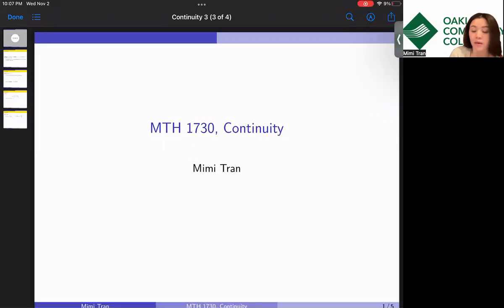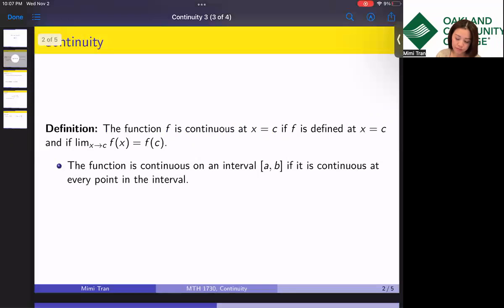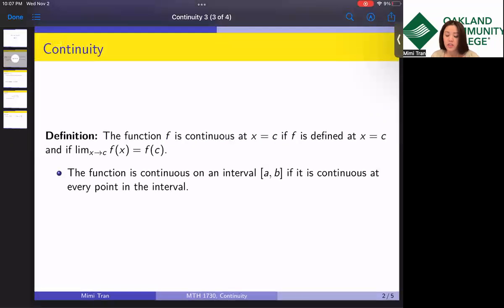Today's section, we're going to talk about continuity. Definition: the function f is continuous at x equals c, where c is just an arbitrary point on the x-axis, if f is defined at x equals c. That means when you plug in c for the function, you should have a value, a y value, right? And if the limit as x approaches c of f of x equals f of c.